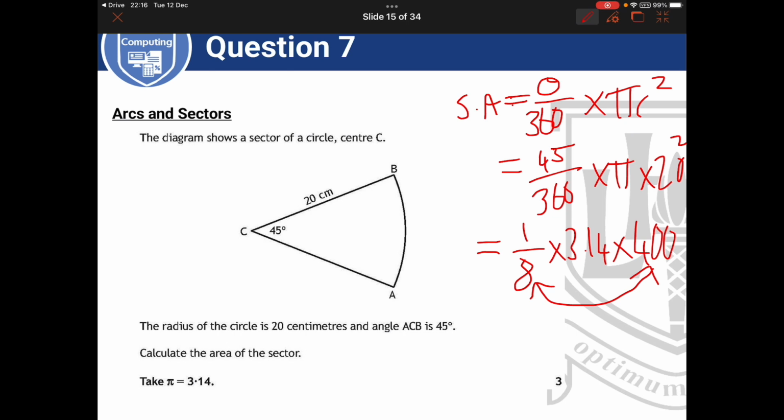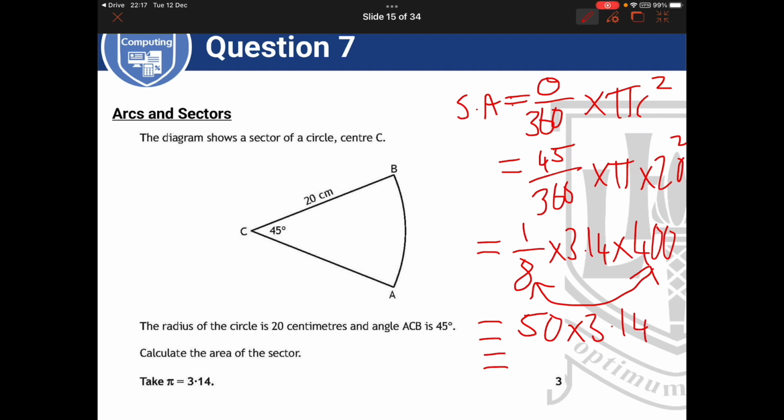So 1/8 of 400 just means 400 divided by 8. So 40 divided by 8 is 5, stick a 0 on and it makes it 50. So 1/8 of 400 is 50. So all I've got to do now is multiply that by the 3.14.